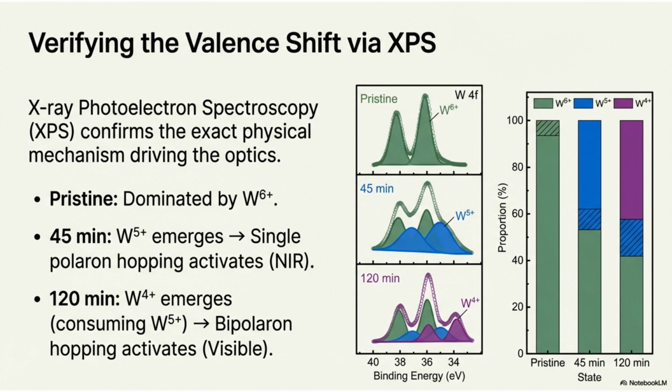The pristine state is dominated by W6+. At 45 minutes, W5+ emerges, activating single polaron hopping in the near-infrared. At 120 minutes, W4+ emerges, consuming W5+ and activating bipolaron hopping in the visible range.